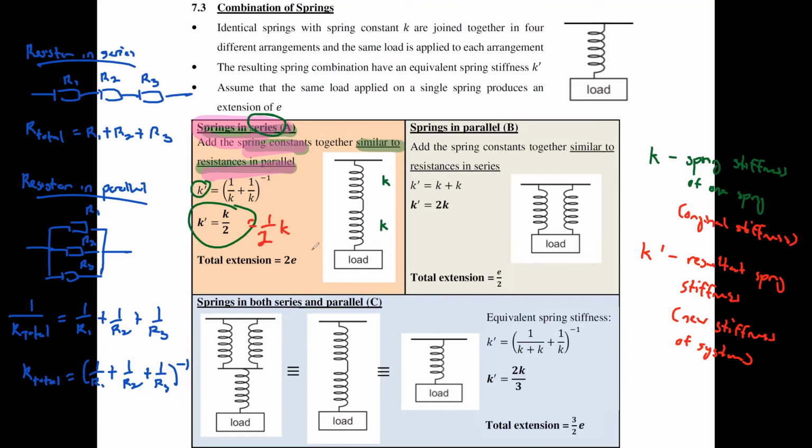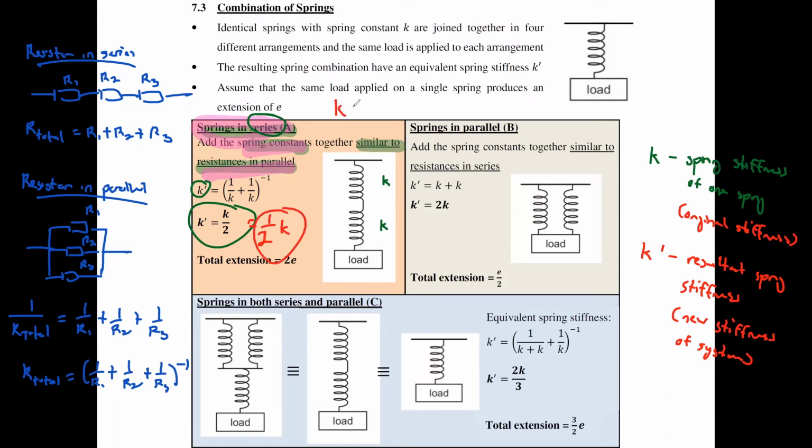Half of the original stiffness would mean that it's actually easier to deform the spring. You need less force to extend it. Or put it another way, if you apply the same force onto this system, it will tend to extend more, because this one is half K.